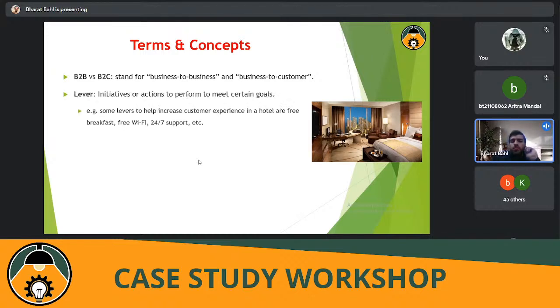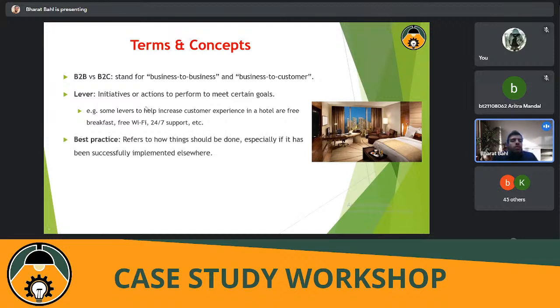Okay, now there are levers. So what is a lever? Lever means some initiative or action that you can take up to meet certain goals. Like if you have a hotel and you want to increase the revenues from there, what do you need to do? You need to increase the customer experience. So you can provide maybe free Wi-Fi, 24/7 support. So these are some of the levers, which are the initiatives you can take to increase the performance or to meet the goals.